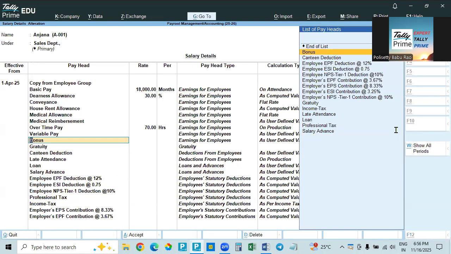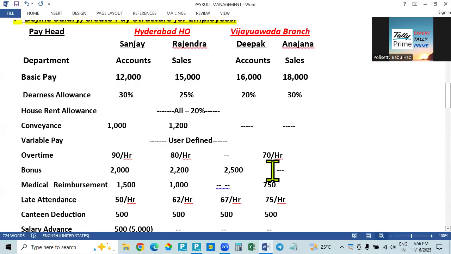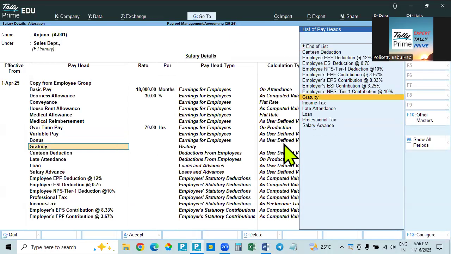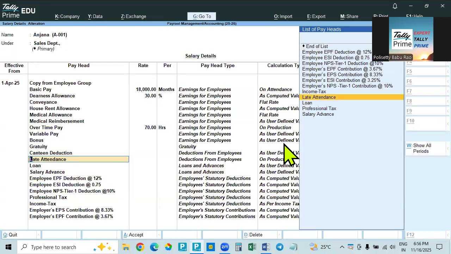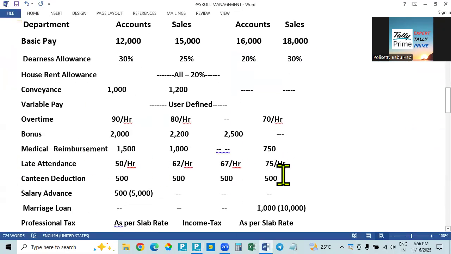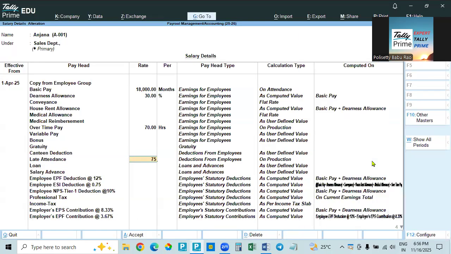Then bonus is not available. Even if it is available, it will be user defined. Then gratuity will not be there. And then canteen deduction is 500 to everyone, but that will be user defined. Late attendance. So if there is late attendance, 75 rupees per hour. That is normal salary.